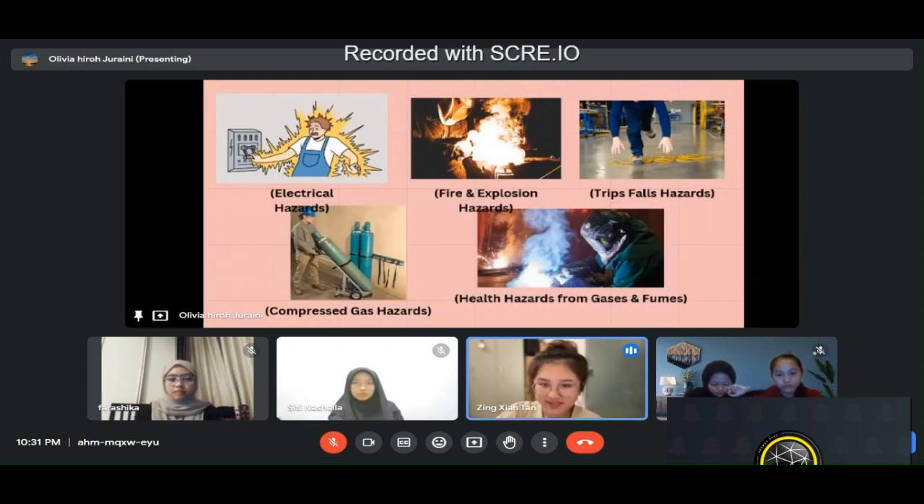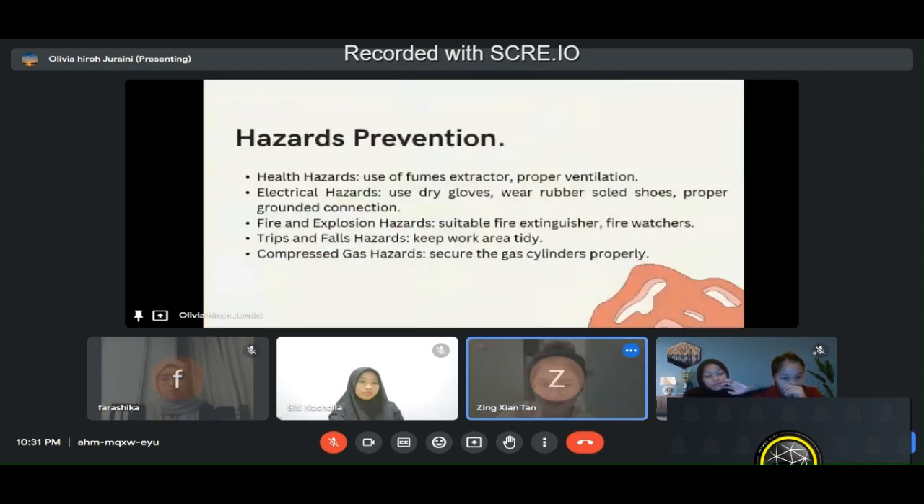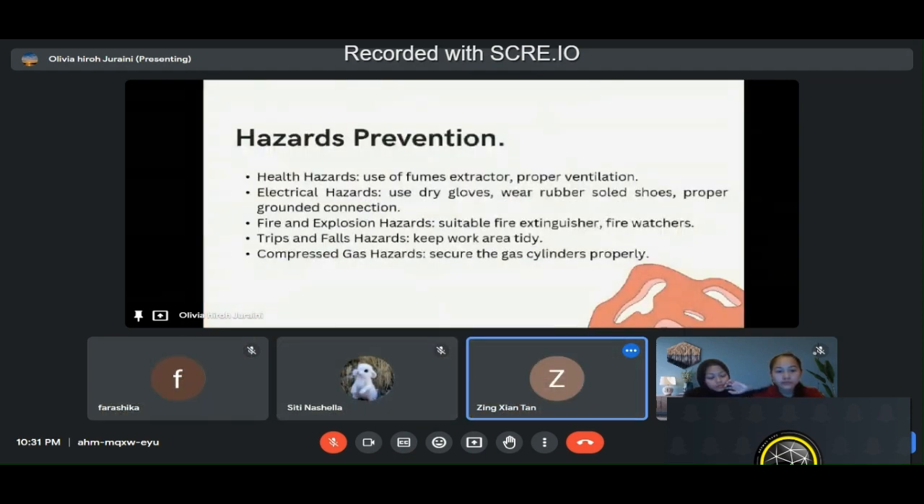Here are the pictures for each hazard. Next. And these are the hazard preventions. For health hazard, workers use a fume extractor and proper ventilation.